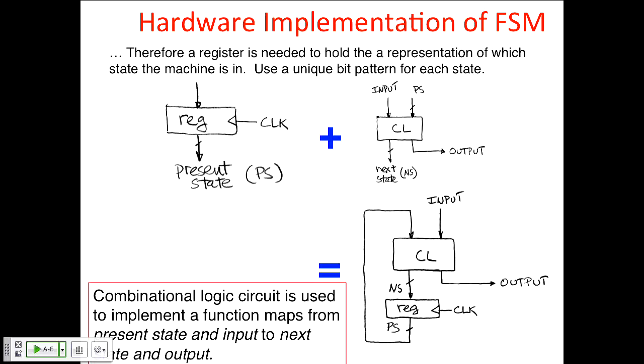So the input comes in, goes to the combinational logic, is combined with what state you're in to produce the next state, and also produces the output from here. And then the clock happens there. Right, so this is the hardware realization of a simple finite state machine.